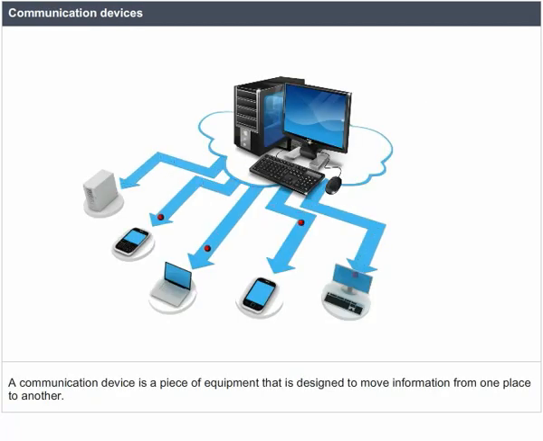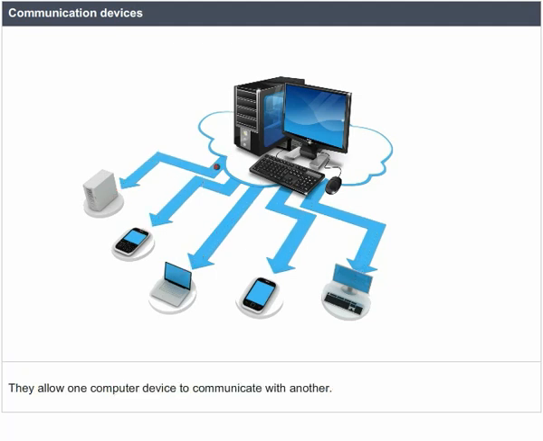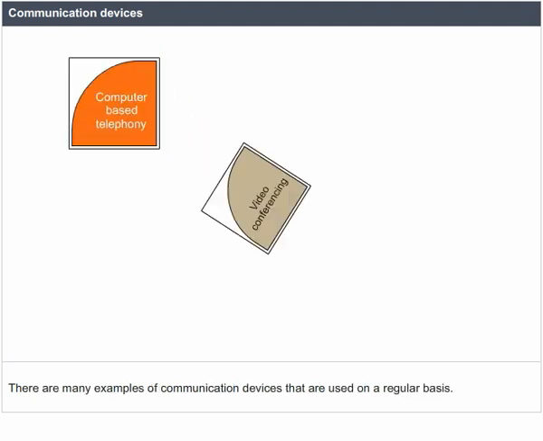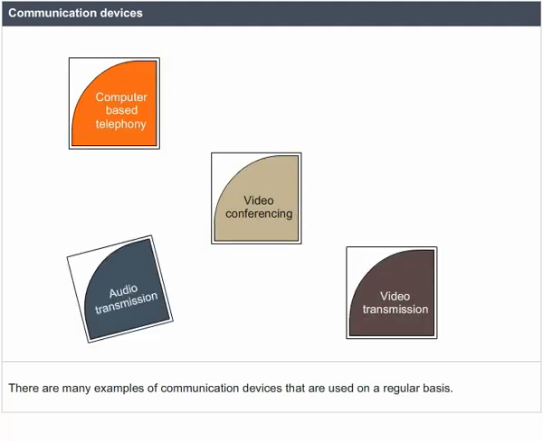Communication devices. A communication device is a piece of equipment that was designed to move information from one place to another. They allow one computer device to communicate with another. There are many examples of communication devices that are used on a regular basis.